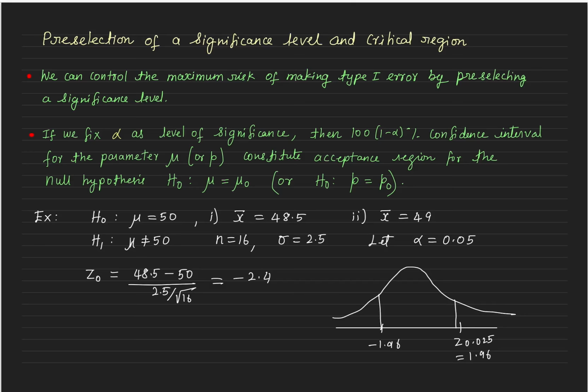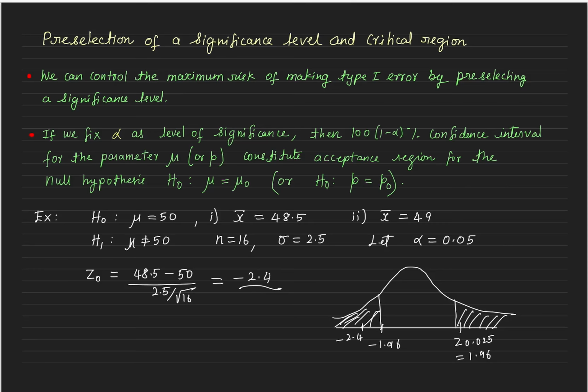When z lies between minus 1.96 and 1.96, we don't reject the null hypothesis, otherwise we reject the null hypothesis. Now in this case, the test statistic value is minus 2.4. Minus 2.4 is somewhere here, and this is in the critical region or rejection region. Thus, we reject this null hypothesis. This is how we draw a conclusion once we have this test statistic. We check whether it is in the confidence interval or not. In this case, it is not in the confidence interval, so we reject the null hypothesis.